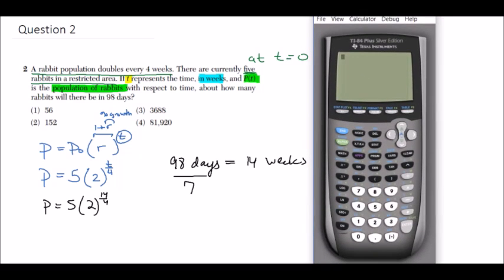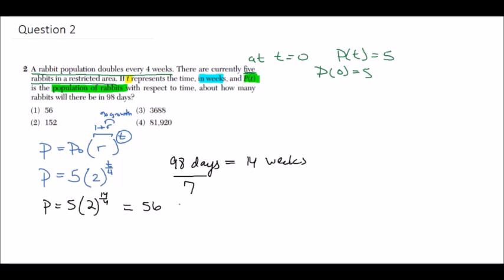Take out our calculator here, and we've got 5 times 2 to the 14 over 4. And what we have is about 56 rabbits. We obviously don't have to consider the decimal values, right? Because there's no such thing as fractional rabbits or decimal rabbits. And also it does say about how many.